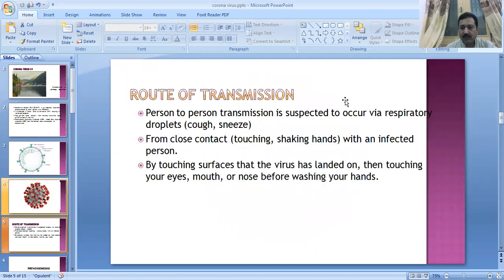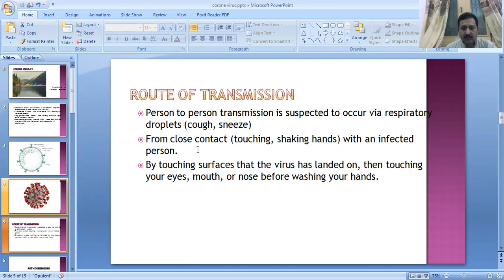Now, what are the routes of transmission of the coronavirus? How does the coronavirus transmit? We divide the routes of transmission into 3 types: person-to-person contact, close contact, and touching a surface where the coronavirus is present. The person-to-person transmission is basically droplet infection. It can spread when a person coughs or sneezes, and the particles spread in the form of vapors and can infect a nearby person.